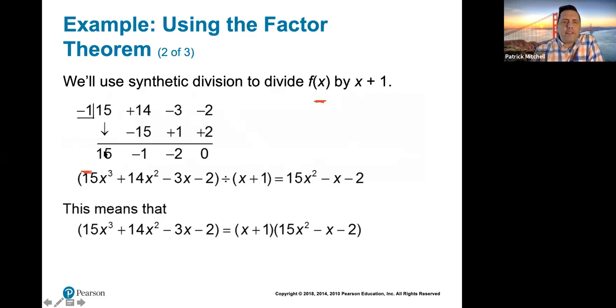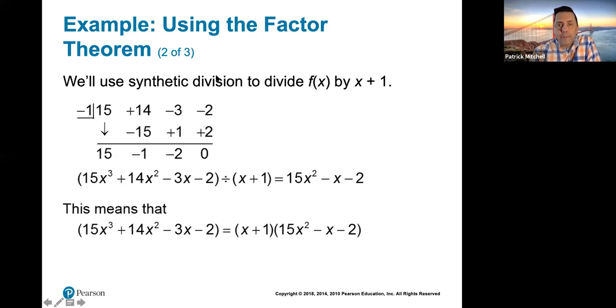So we bring down the 15. -1 times 15 is -15. 14 plus -15 is -1. -1 times -1 is +1. -3 plus 1 is -2. -1 times -2 is +2. -2 plus 2 is 0.